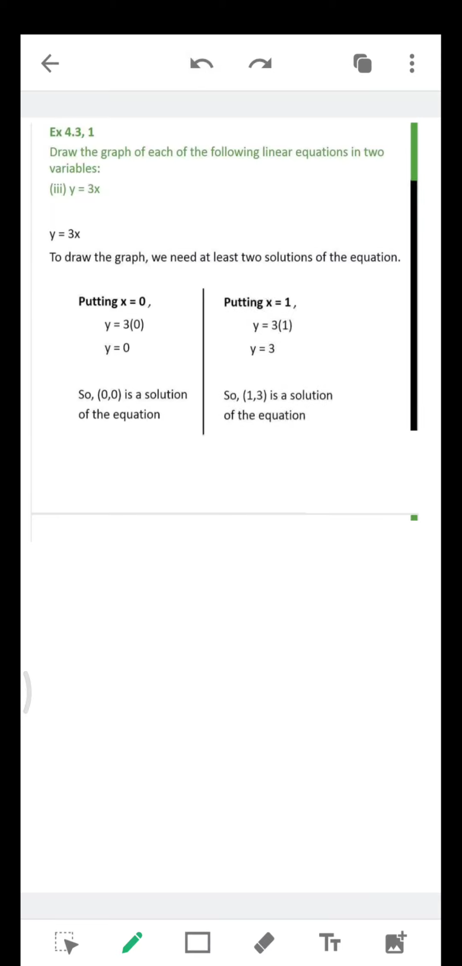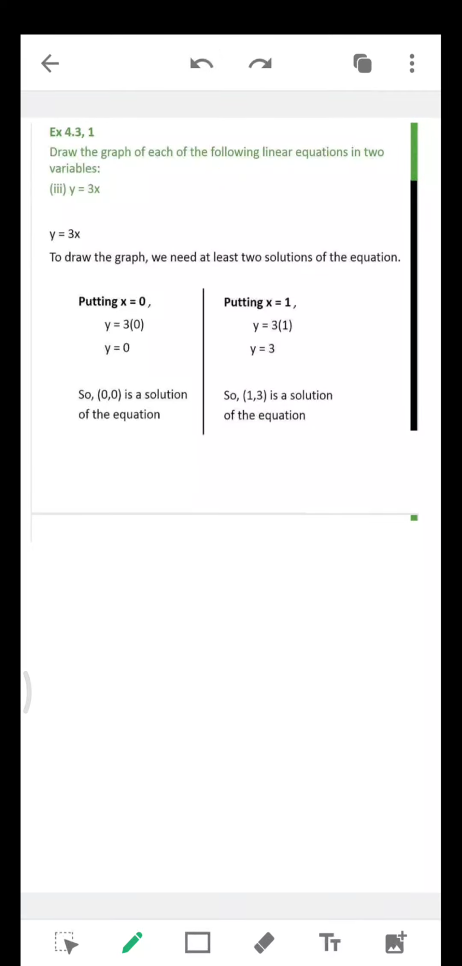Then again I'll write x is equal to 1. So it's not compulsory to take x 0, y 0 always. Here I have taken x is equal to 1 because I easily get it. If you want to extend, you can take one more value, x is equal to 2. What will be y? y is equal to 3 into 2, that will be 6. So you can take different values, doesn't matter.